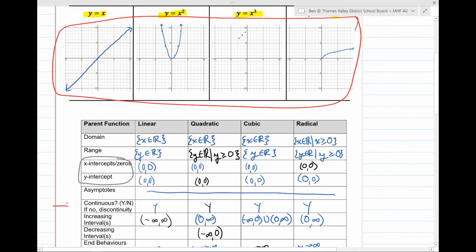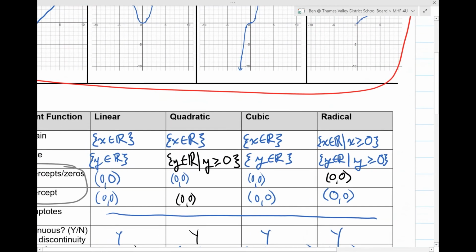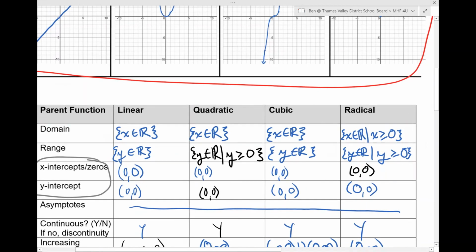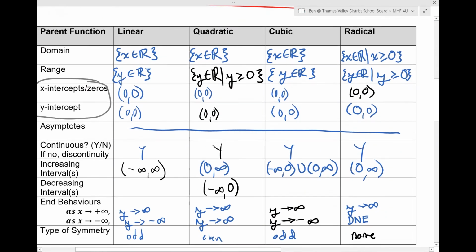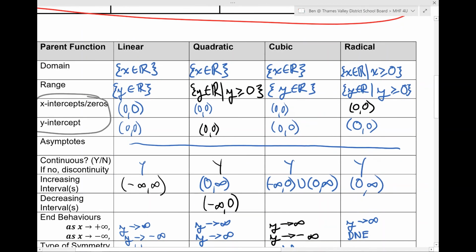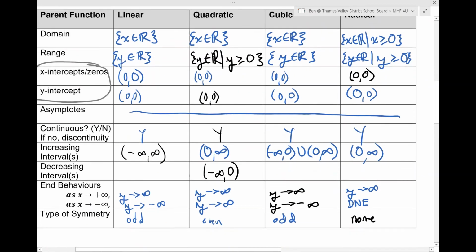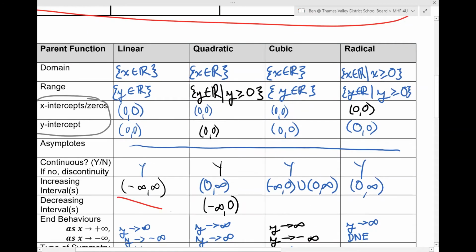So the continuity, you can double check my answers with your own understanding here. The increasing intervals, practice that. Try it out on your own and then compare your answers with mine. Same thing with the rest of the behavior here. You can pause the video, compare your own work. Pushing forward, and if it's blank, it's because it doesn't have any. So the linear, cubic, and radical functions do not have any decreasing intervals there.